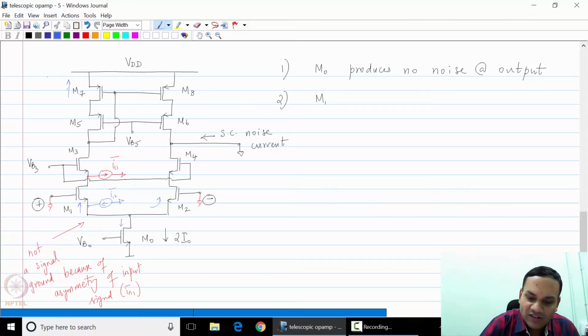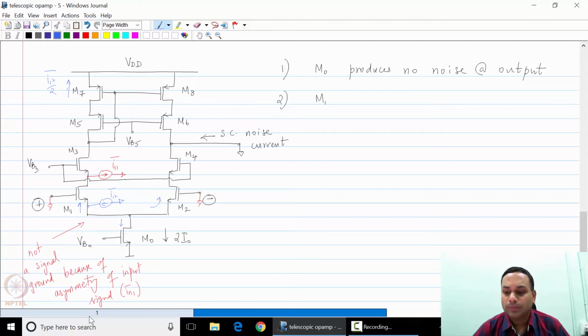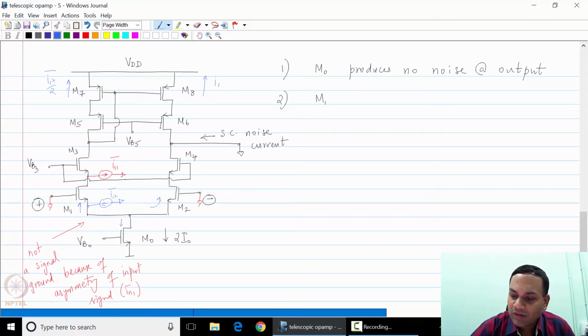So now this current flows into M7. So this is I12 over 2, and therefore there is a current I12 over 2 flowing into the M8. What happens to the current flowing here? There is a current flowing in M2 of value I12 over 2, and that current flows into this, and therefore this current is 0, because by applying KCL at the output node, there is no current through the short circuit.